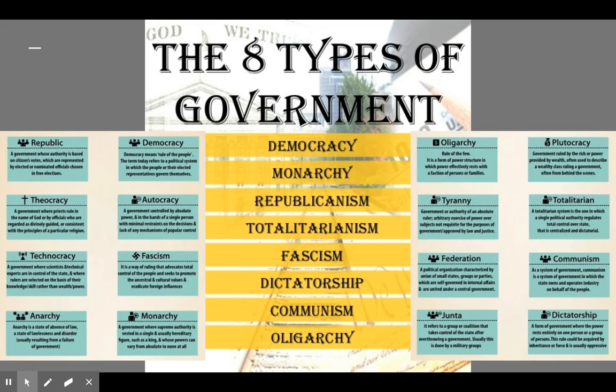Sometimes the ladies are included in those dynastic successions, but oftentimes it's handed down from father to son. There are some monarchies like Saudi Arabia, which today still has a monarchy. And there are some constitutional monarchies, places like the United Kingdom of Great Britain, right? They still have a queen, but they also have a parliament. So they are a constitutional monarchy.